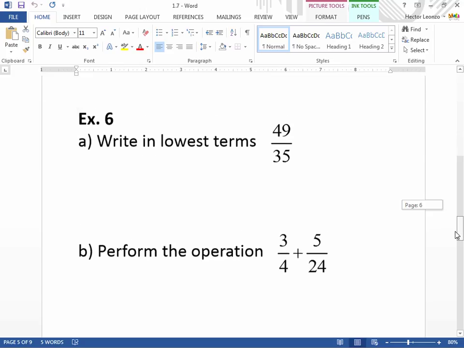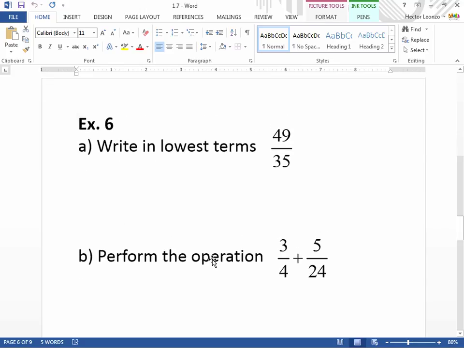And one thing you guys will see also in this section is to simplify fractions. 49 over 35. There's two ways of how we can do this. One way that people come and say is divide, because we're trying to make it smaller. So divide top and bottom by the same thing. In my case, let me divide each number by 7.